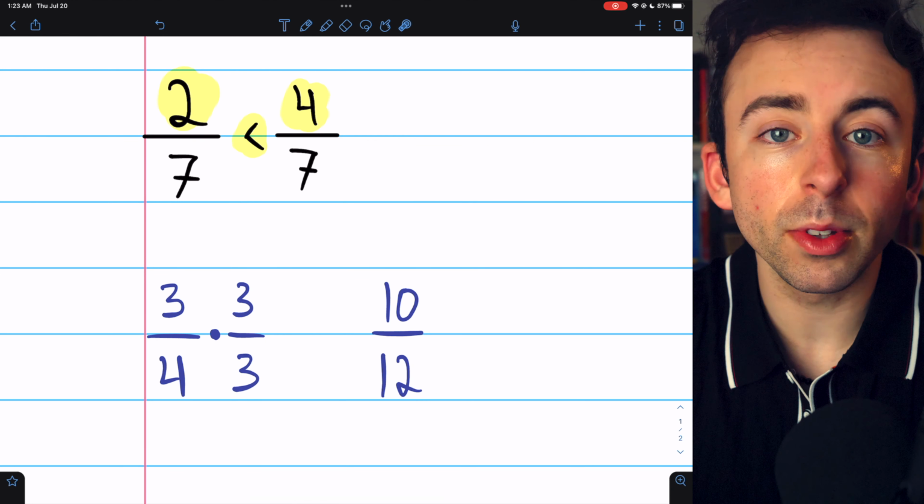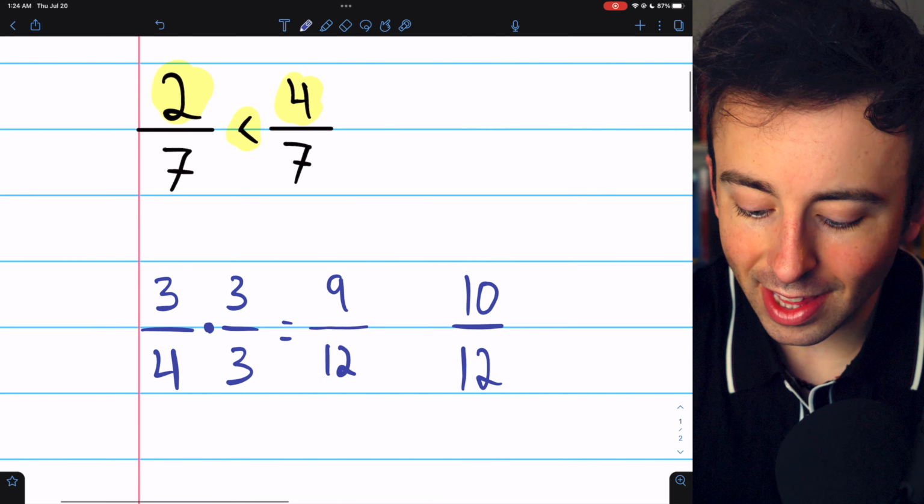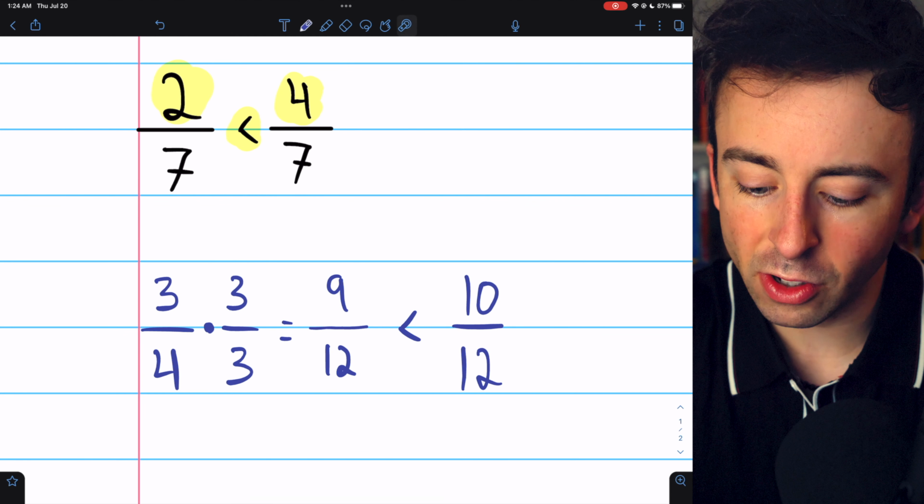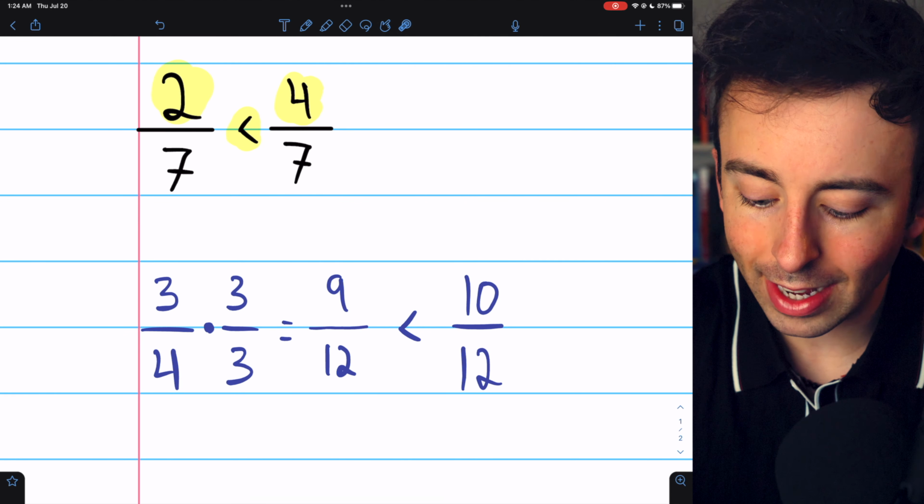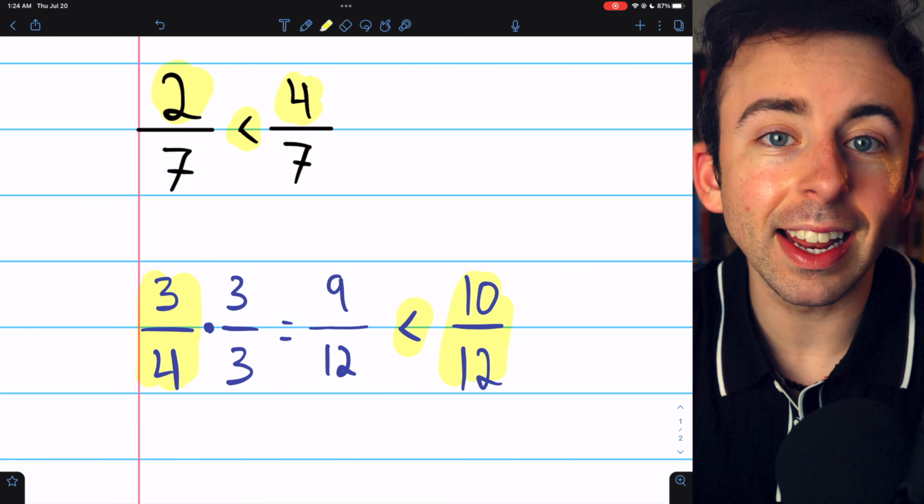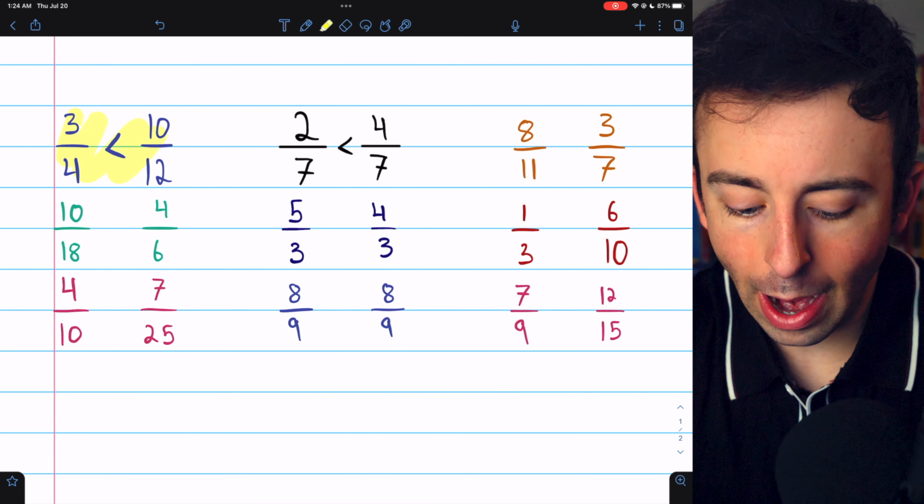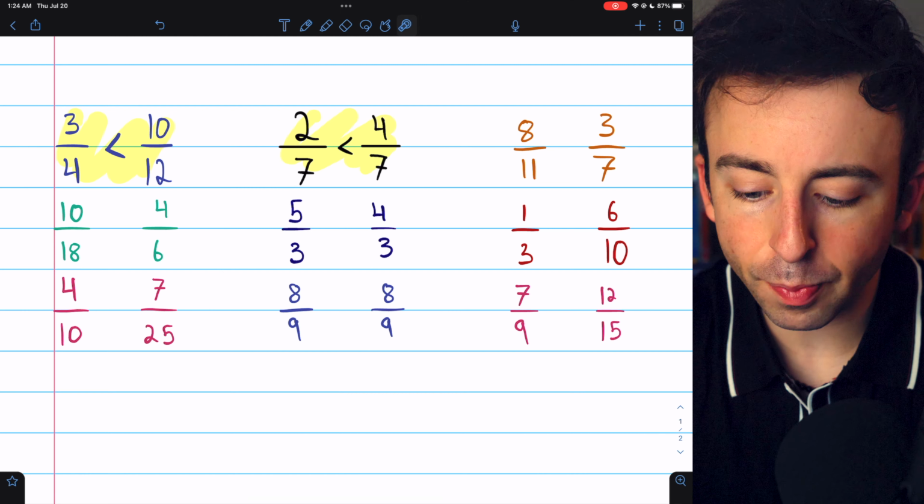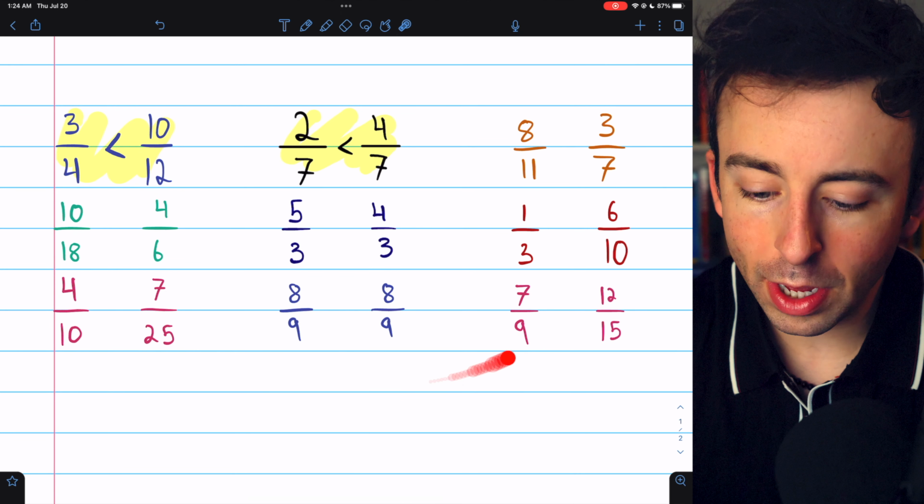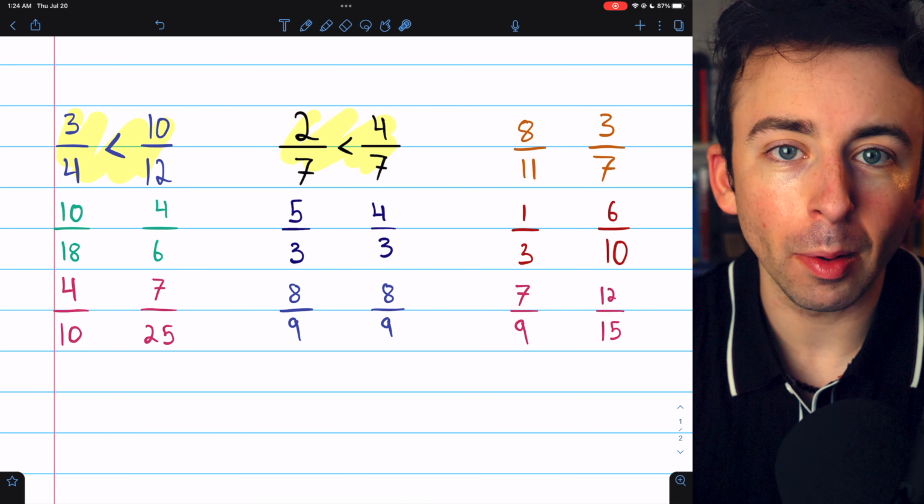In this case, 3/4 times 3/3 gives us 9/12, and now we can see that this is less than 10/12 because 9 is less than 10. And so in total, we found that 3/4 is less than 10/12. And those are our first two examples. But let's practice comparing fractions with a handful of additional problems.